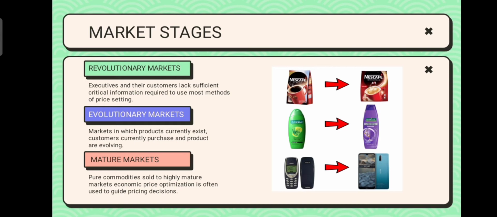And last, mature markets. Pure commodities sold to highly mature market economies. Price optimization is often used to guide pricing decisions. Products have been available in the market for a long time. There is little differentiation in commodity markets. This is the stage where there is equilibrium, meaning the demand and supply are equal, so they will lower the price so that their sales will increase.